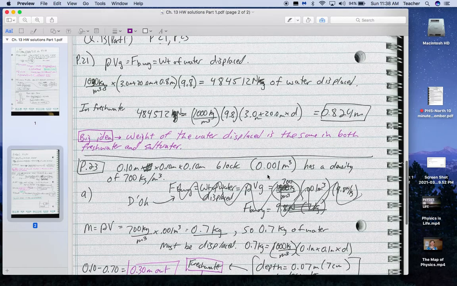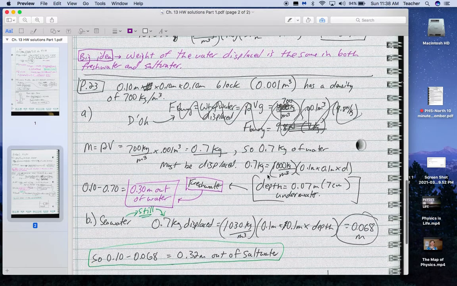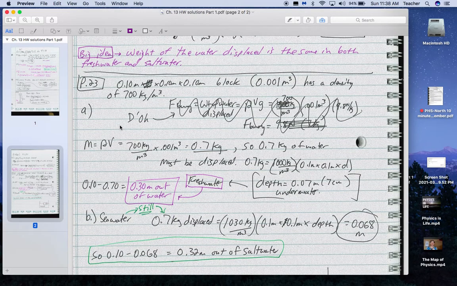For number 23, you're given a 0.1 by 0.1 meter block that has a density of 700 kilograms per cubic meter. In this particular case, it says it floats in water, which makes sense. It's less dense than water. What's the distance from the top of the block to the water if the water is fresh or if it's seawater?